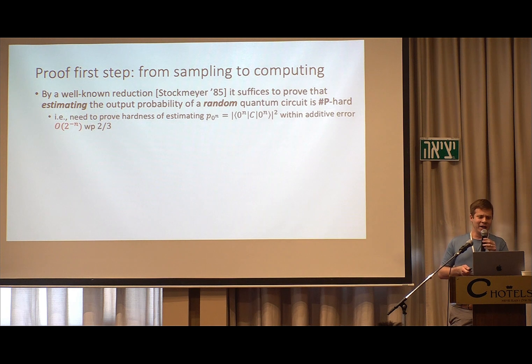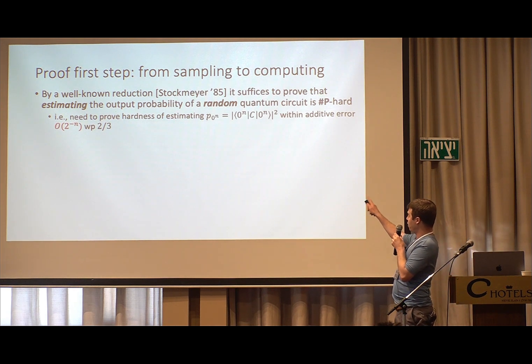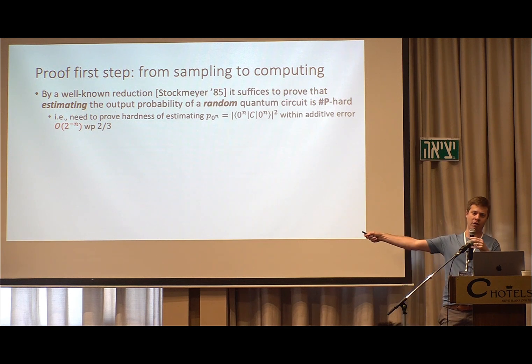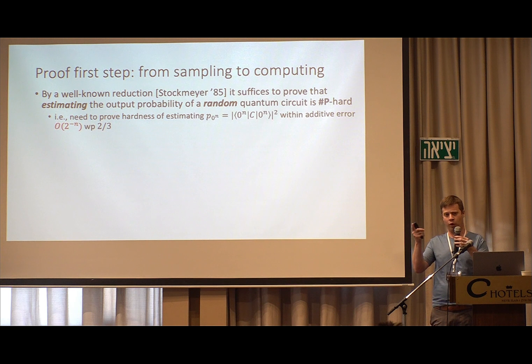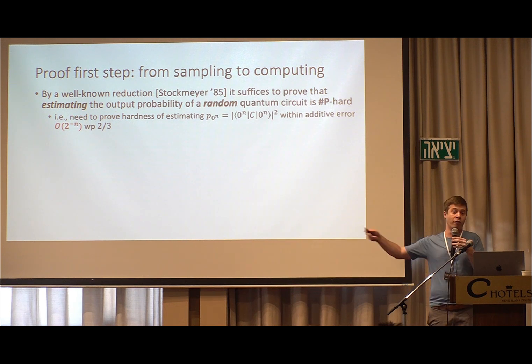In other words, we want to prove the hardness of estimating this quantity that I'm calling the output probability. It's just what you think it is, the probability of seeing all zeros when you measure after you apply the circuit, with an additive error of 2 to the minus n. N is the number of qubits, so this is 1 over the dimension of the Hilbert space, with probability 2/3 over the circuit.